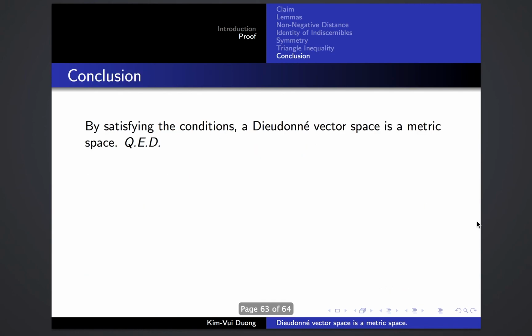So then, we nailed it. We got all 4 conditions to hold. So that means the vector space is a metric space.